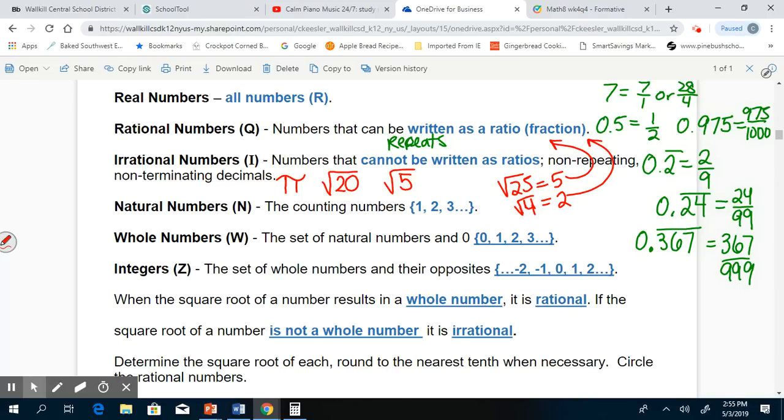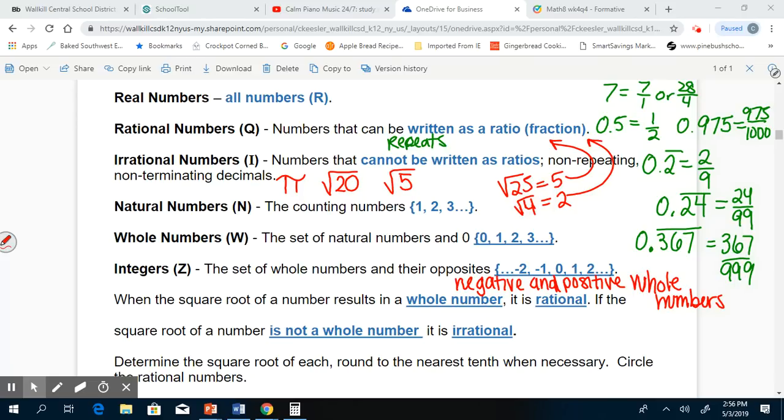And lastly, we have integers, which we use Z for, and that's a set of whole numbers and their opposites. So all the negative and positive whole numbers. And keep in mind that it's negative and positive whole numbers. So just because a number has a negative attached to it does not mean that it is an integer. So something like negative 2.5 is really not considered an integer because it has the 0.5 added to it. It's only rational, not an integer.